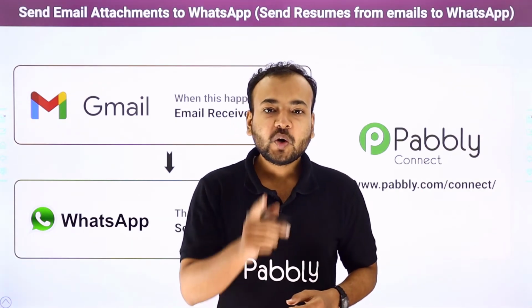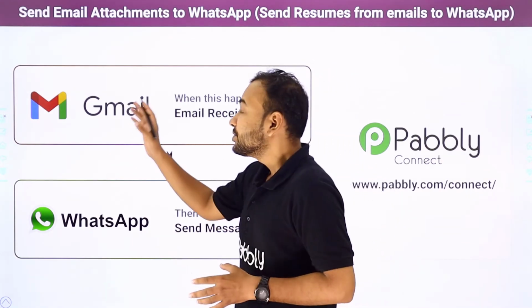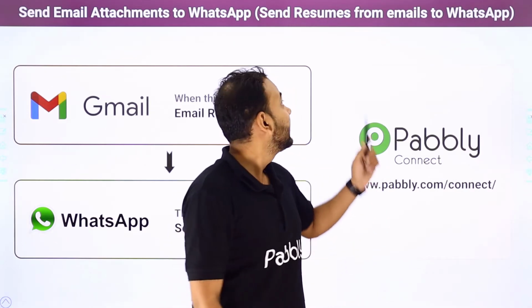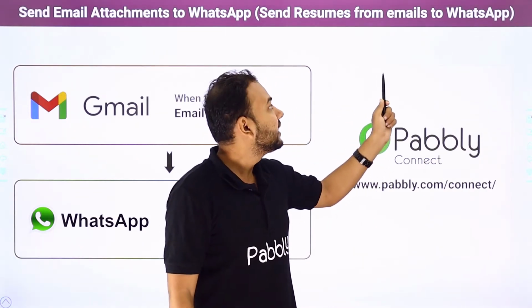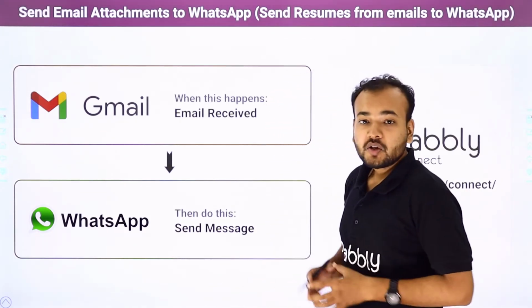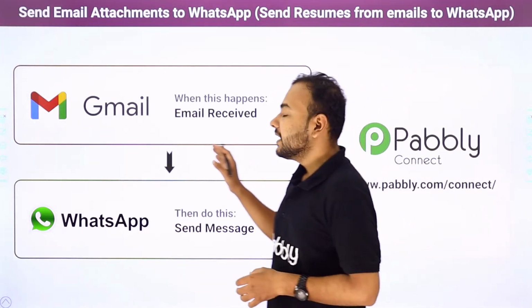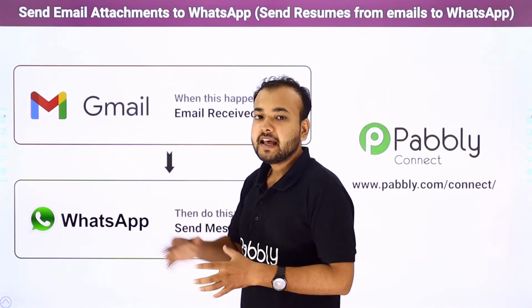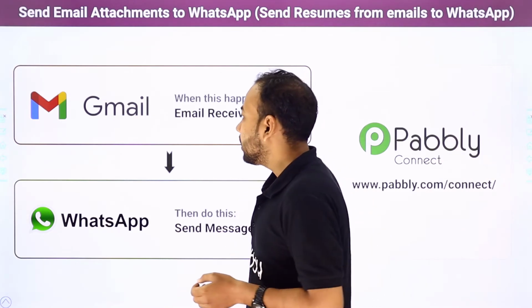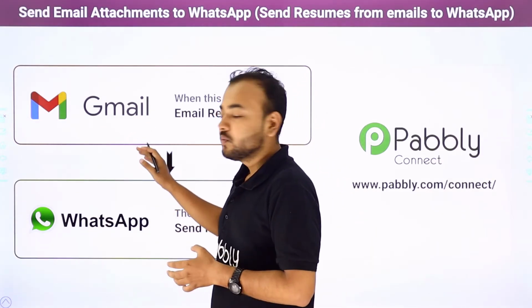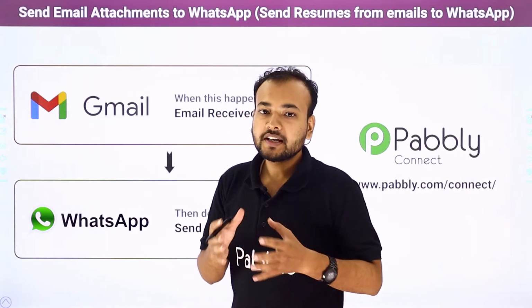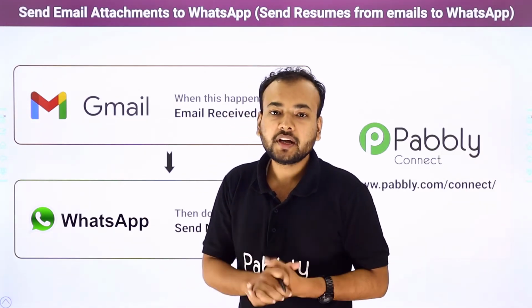So in this video you are going to learn how to send email attachments to WhatsApp, and the example we have taken is sending resumes from emails to WhatsApp automatically. Right now let's see what is happening here. So you have received an email in your Gmail account and this email has an attachment which is a resume for a job application. Now you are going to send that same resume to WhatsApp to someone who is checking those resumes and shortlisting the right candidates for the interview.